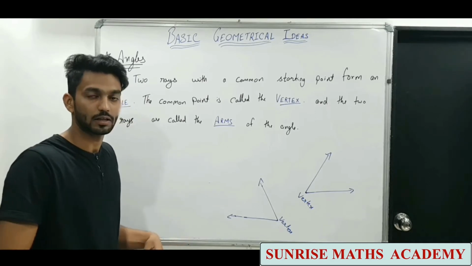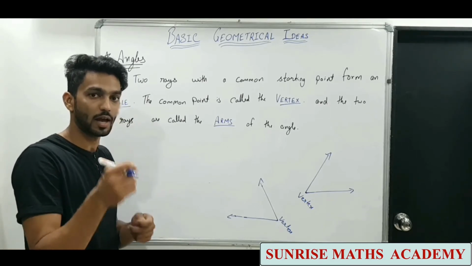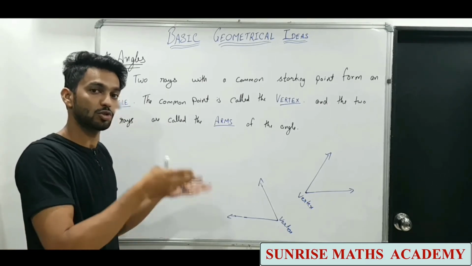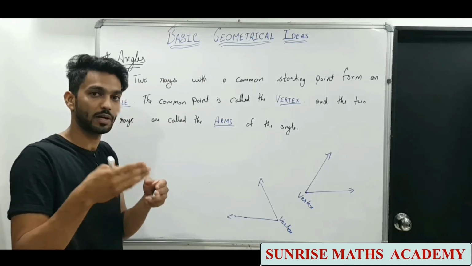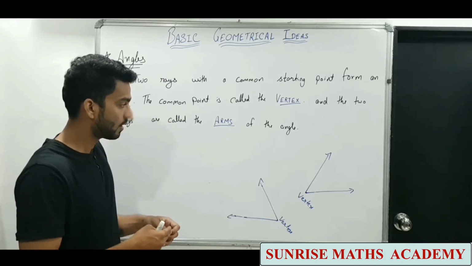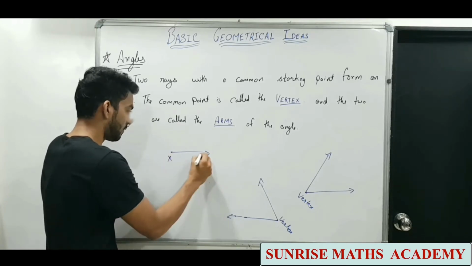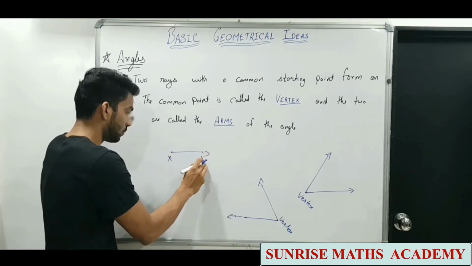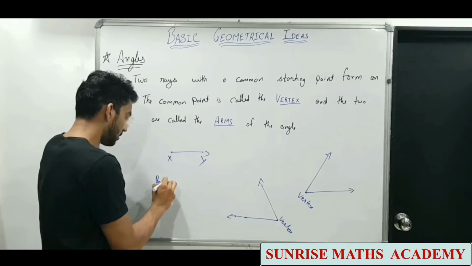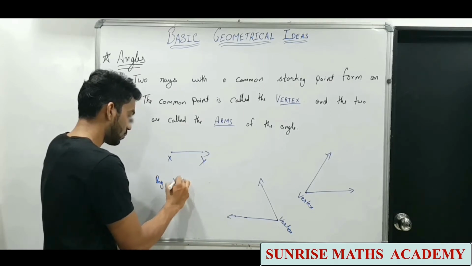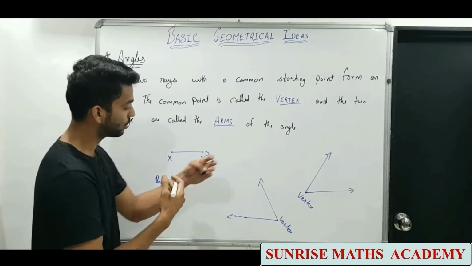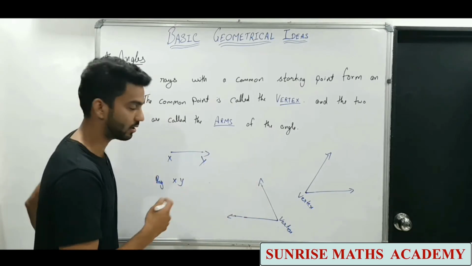Next is how to name an angle. As we saw earlier, we name a point using a capital letter. Then using those points we named the line segment and the ray. That same way that we used to name a ray, if I have X, Y ray, it will be written as ray XY. We are going to use this here to name an angle.